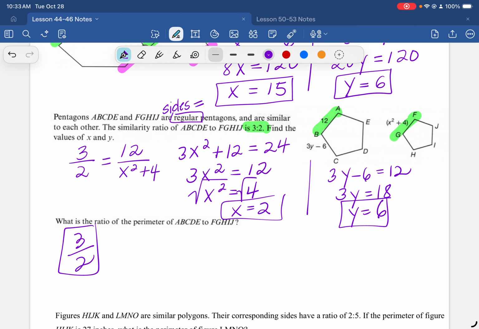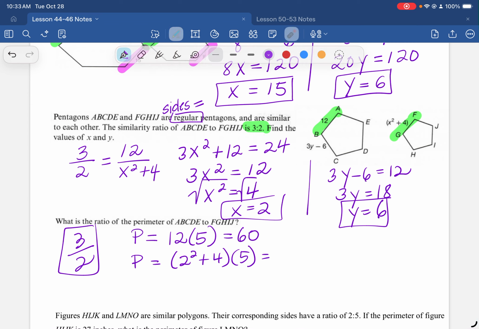We could say that the perimeter of the first pentagon is 12 times 5 sides, which is 60. The perimeter of the second one: first we have to plug in that 2 that we found for x, and then multiply it times 5 sides. So here we have 2 squared, which is 4, plus 4 would be 8, and 8 times 5 is 40.